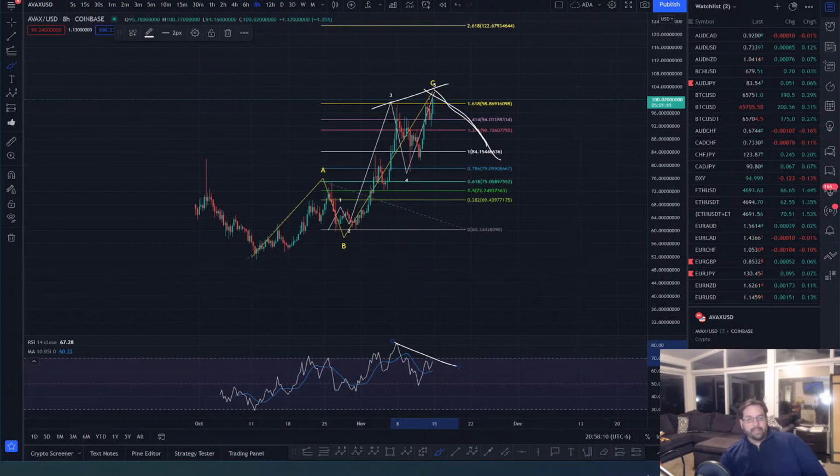So anyway, it's looking fairly bearish here. This may have a little bit more up to go, maybe, but looks like it's going to get a breakdown pretty quick there. So there's AVAX.